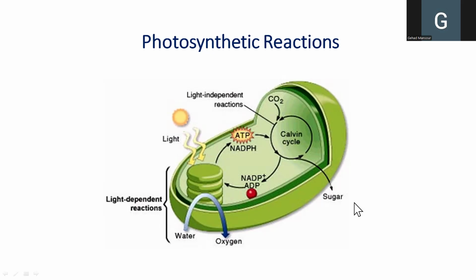So the sugar that is produced in photosynthesis, which is essentially glucose, will be associated with the release of oxygen. But oxygen has been released earlier in the light-dependent reactions, and then sugar will be produced at the end of the light-independent reactions.